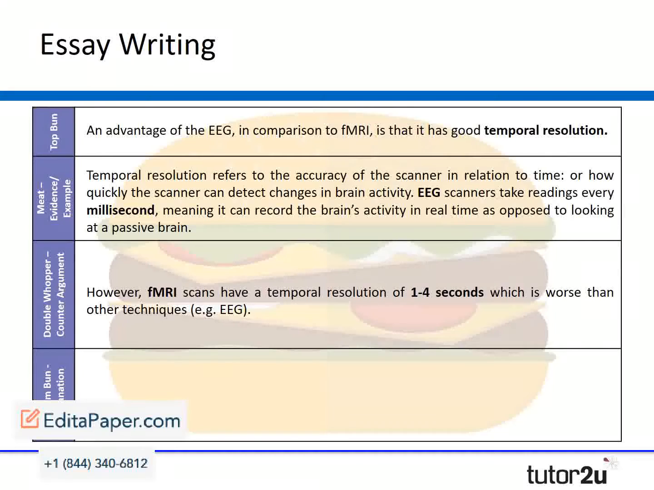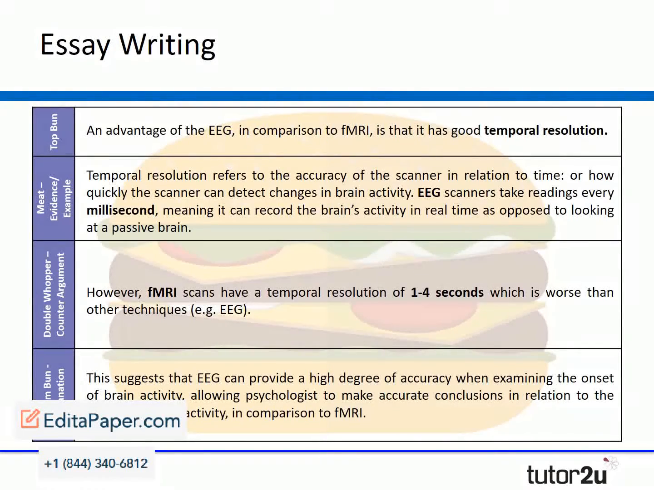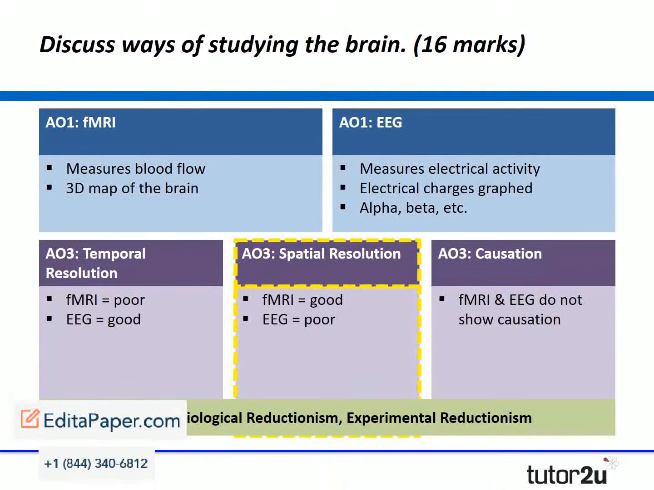However, fMRI scans have a temporal resolution of 1 to 4 seconds, which is worse than other techniques, in this case EEG. This suggests that EEG can provide a high degree of accuracy when examining the onset of brain activity, allowing psychologists to make accurate conclusions in relation to the timing of neural activity in comparison to fMRI. So there we have it, a really nice effective evaluation paragraph that's incorporated both scanning techniques, which makes this really sort of packed out. Let's do exactly the same now for spatial resolution, but flip it the other way around.